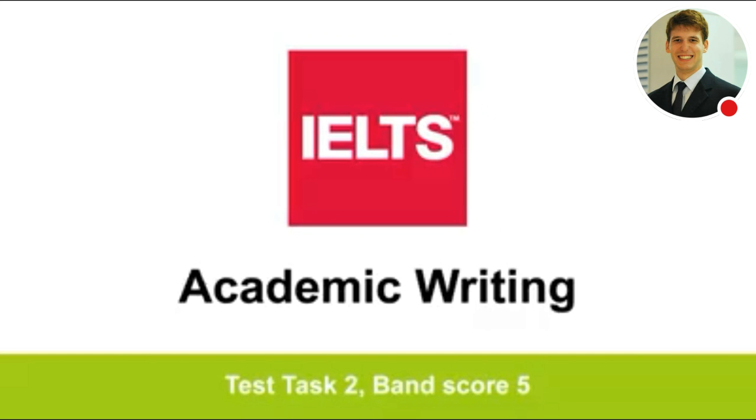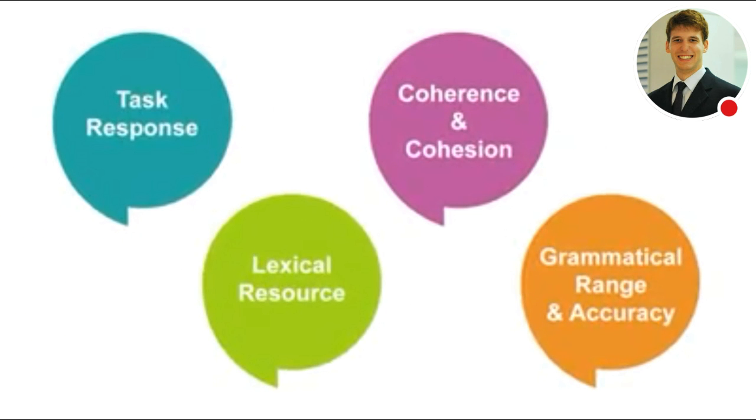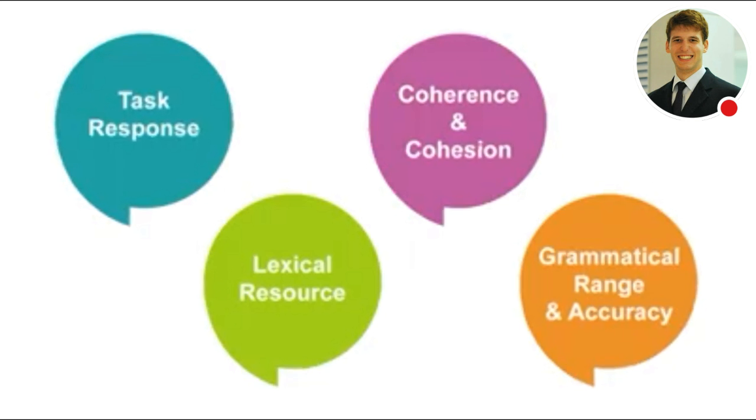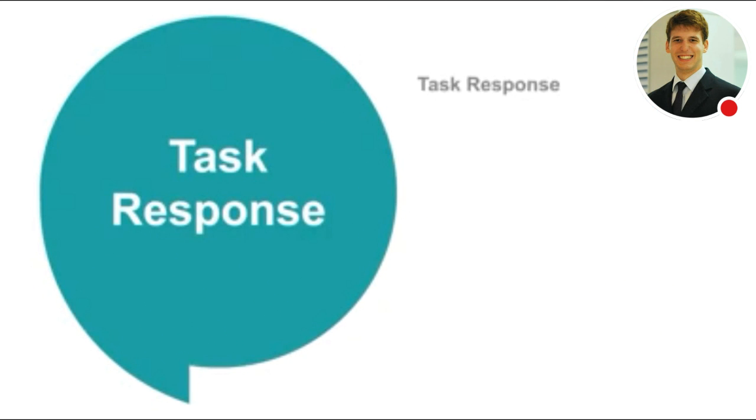We're going to help you understand how we mark the IELTS writing task 2 and what is needed to achieve a band 5. Let's look at how the writing tasks are assessed. Each writing task is assessed by examiners according to the following 4 criteria. The first is task response.